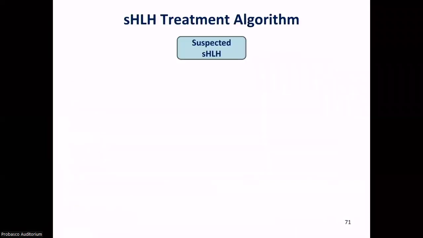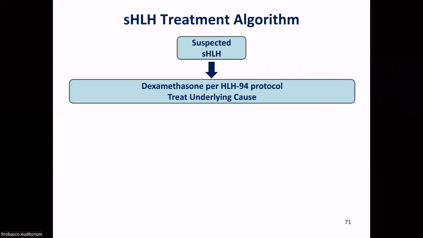So I just presented a lot of information about a lot of different subgroups, so I wanted to give you my proposed treatment of what I think you should do if you have a patient with secondary HLH. If you suspect that your patient has HLH, I think giving dexamethasone is maybe one of the only common denominators among all of these studies, and it's pretty low risk when you're comparing it to something like etoposide. I also think that we need to emphasize treating the underlying cause in these patients.